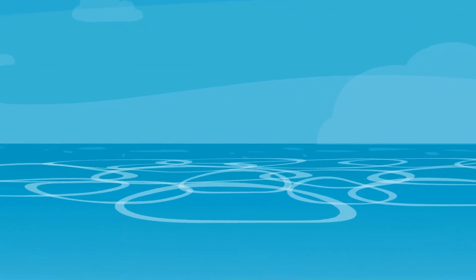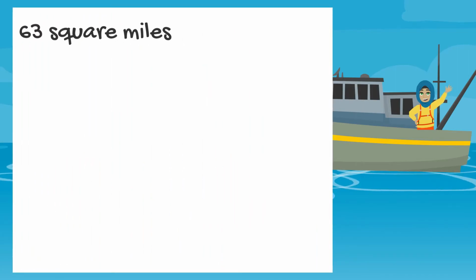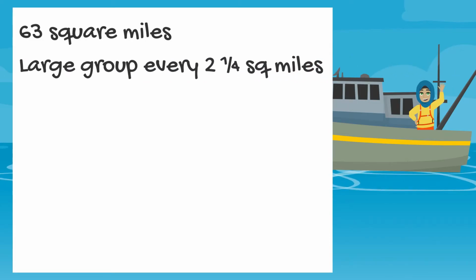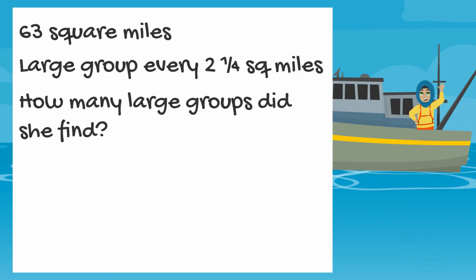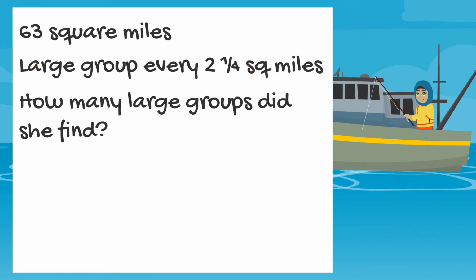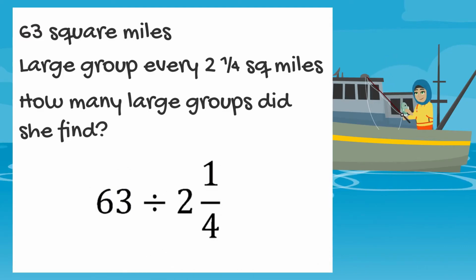Let me go through another example following just the standard algorithm. Rania surveys 63 square miles of ocean off the coast of Georgia. She notes that every 2 1/4 square miles had one school of black sea bass with more than 250 fish. How many large schools of fish did she find? We can think about this problem as how many pieces of size 2 1/4 are in 63. This problem can be written as 63 divided by 2 1/4.